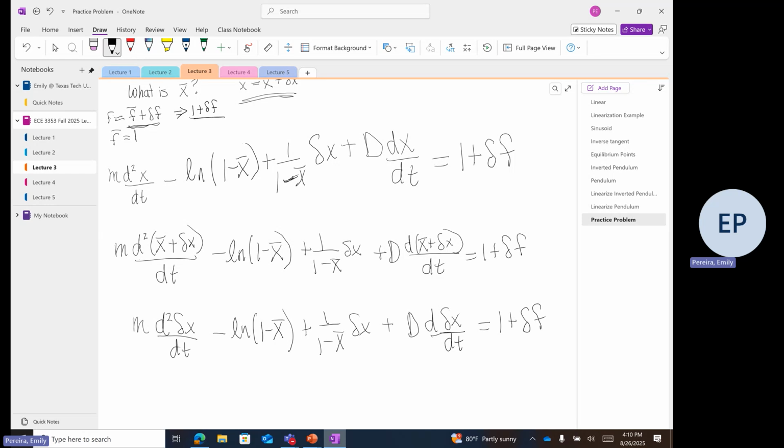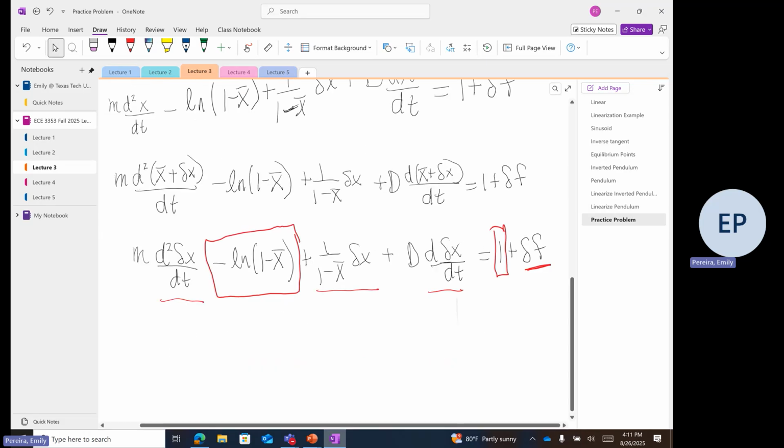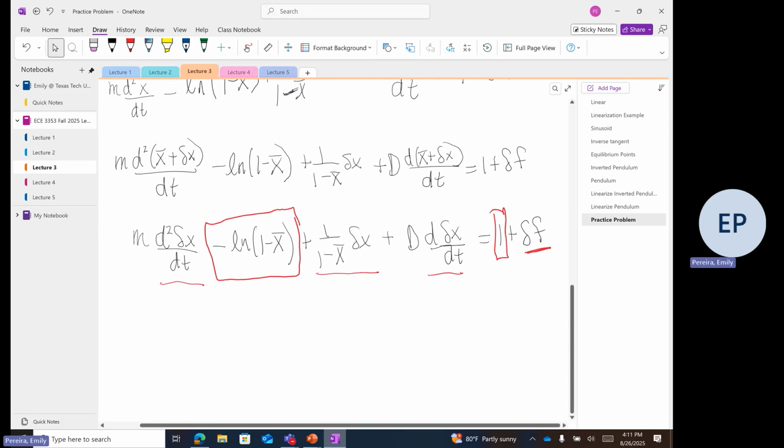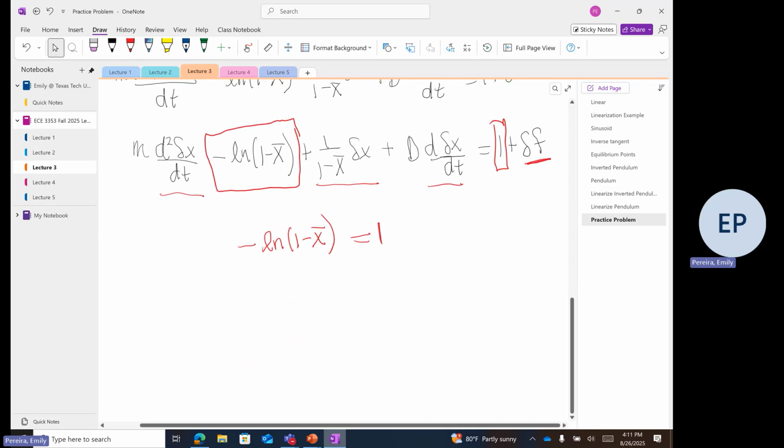All right, so let's notice that we have this delta f term, delta x term, delta x term, delta x term, and then we have this delta f term. So these are our variables. But here and here we have constants. So what we can do is we can actually equate these constants. So 1 minus the natural log of 1 minus x bar is going to be equal to 1. And now we're ready to solve for our equilibrium point.